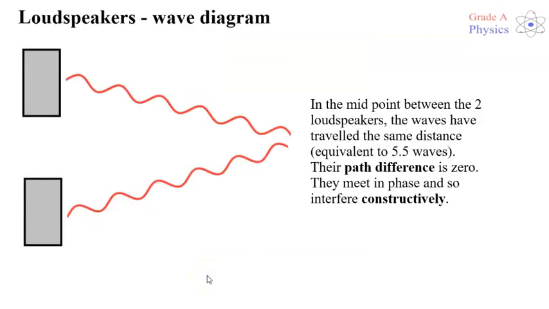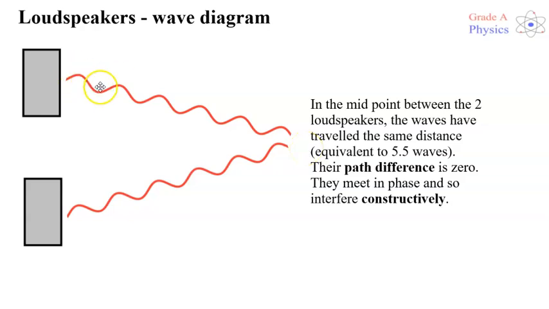So we need to be able to explain this in terms of path difference, in terms of how many waves have actually travelled. So this is a side view, or maybe a top view, of what we've just talked about. So we've got two loudspeakers. They're both producing the same type of wave, a coherent wave.